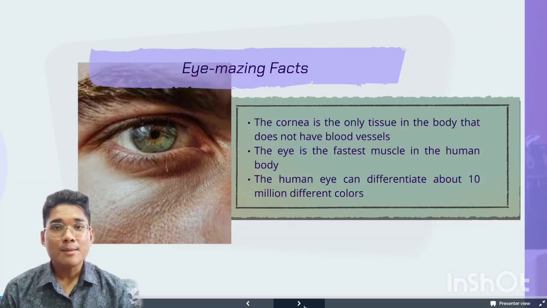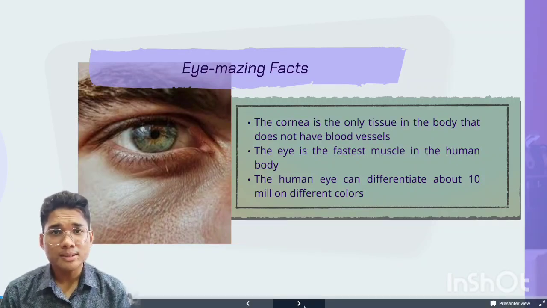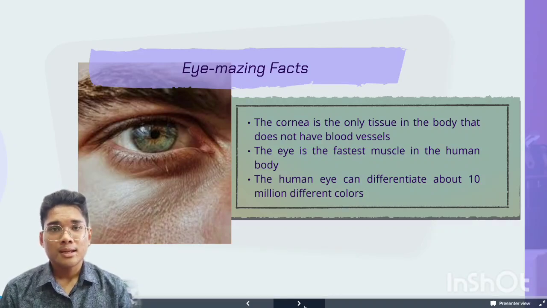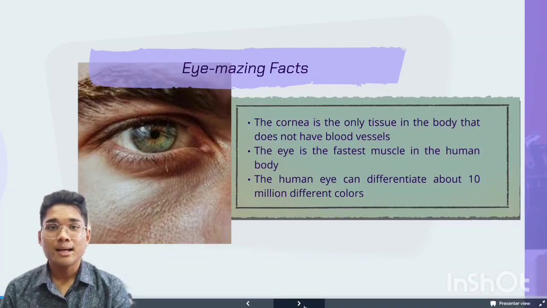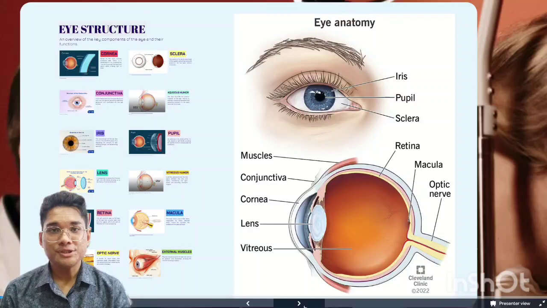And there are some amazing facts about our eye, like our cornea is the only tissue in the body that does not have blood vessels. Our eye also has the fastest muscle in the human body, and the human eye can differentiate about 10 million different colors. To understand this better, we must first appreciate the anatomy of the eye and how it works.